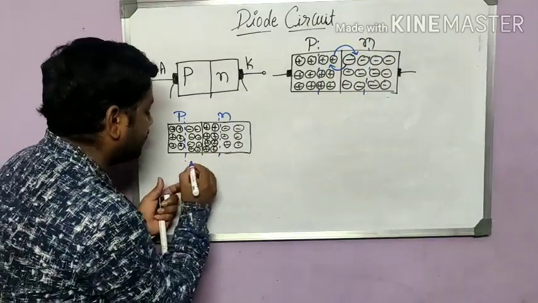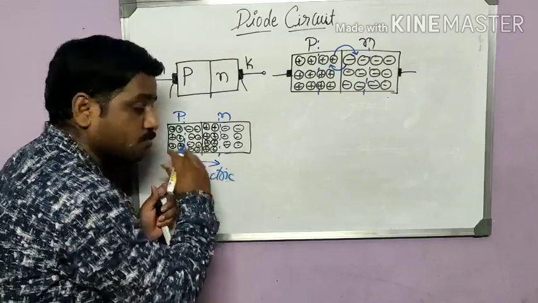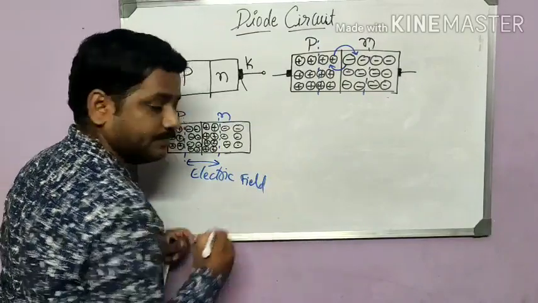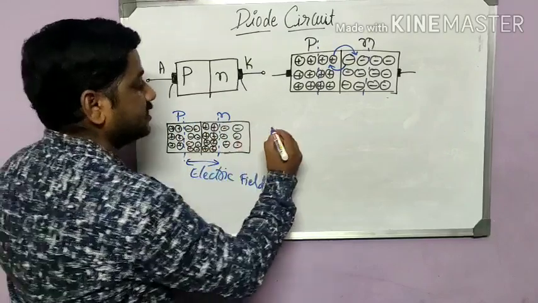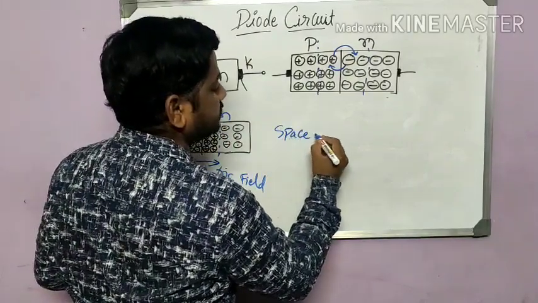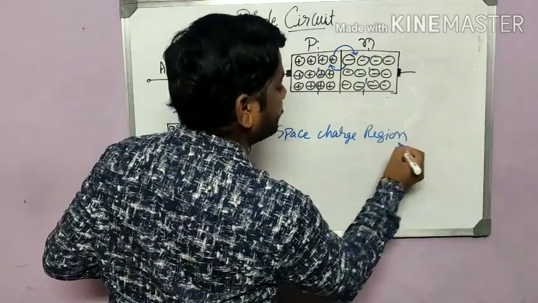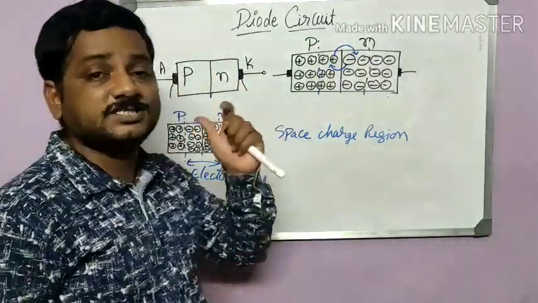So there will be an electric field because we have a movement of electrons over there. So there we get an electric field, right? And this region is called a space charge region. This is the most important term which you need to understand here. There will be a space charge region created in the PN junction.